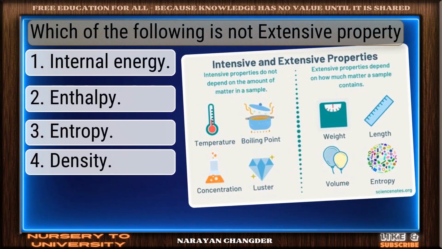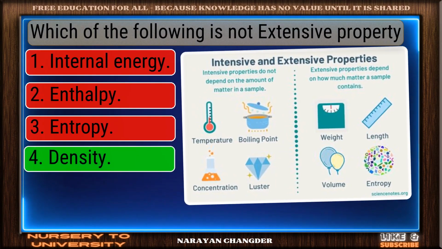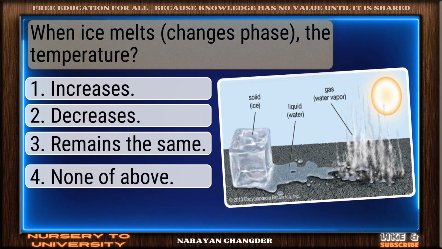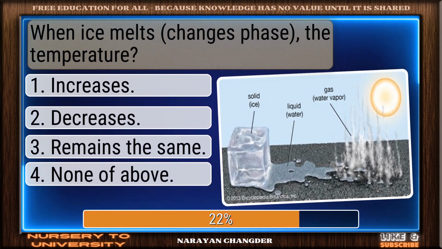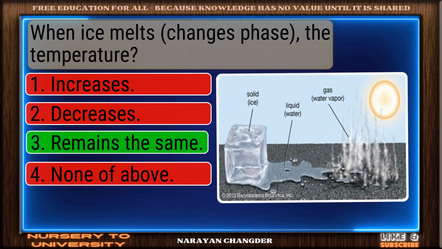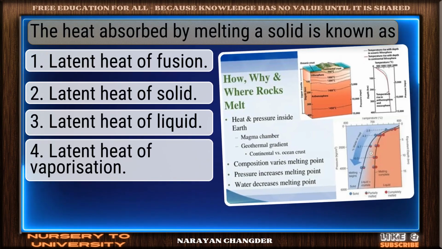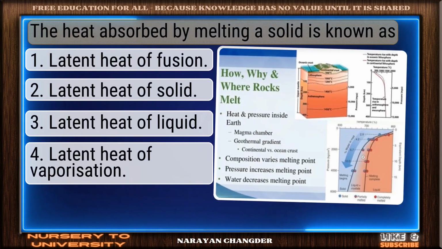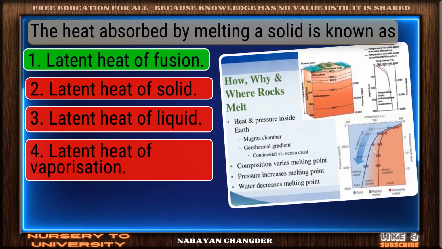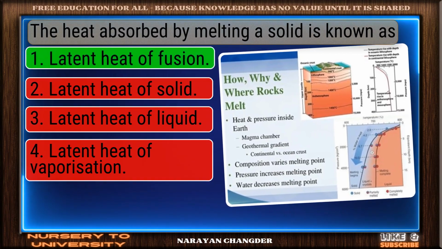Which of the following is not extensive property? You chose density, and it is correct. When ice melts, the temperature. Nice selection. Remains the same is the correct and valid answer. The heat absorbed by melting a solid is known as. Smart move. Latent heat of fusion is an accurate answer.